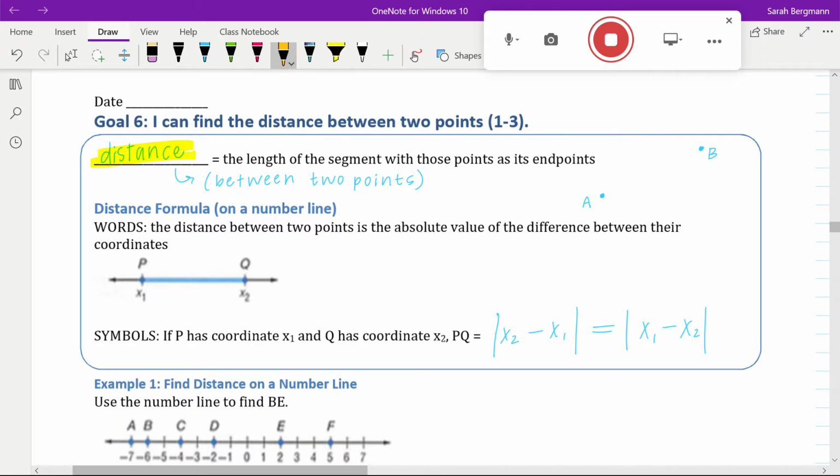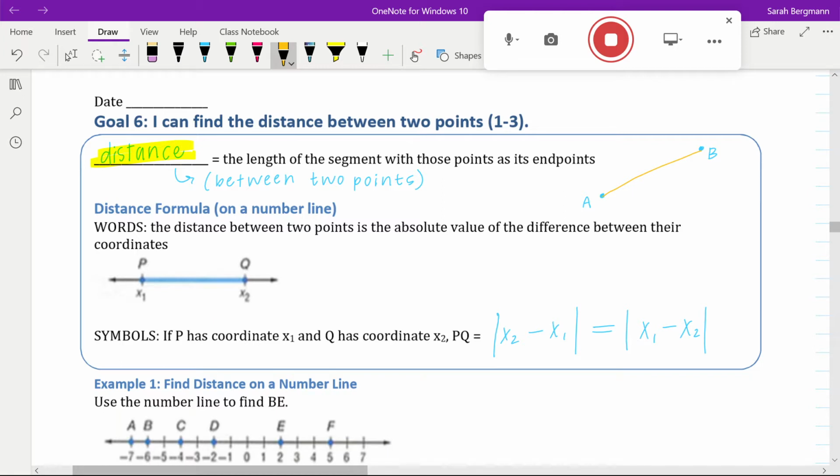So for example, if we wanted to find the distance between points A and B shown here, we would need to draw a segment from point A to point B and find the length of segment AB to know the distance from A to B.